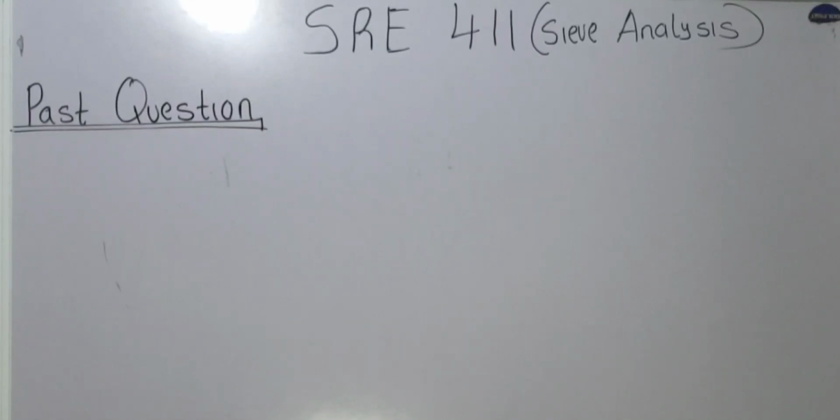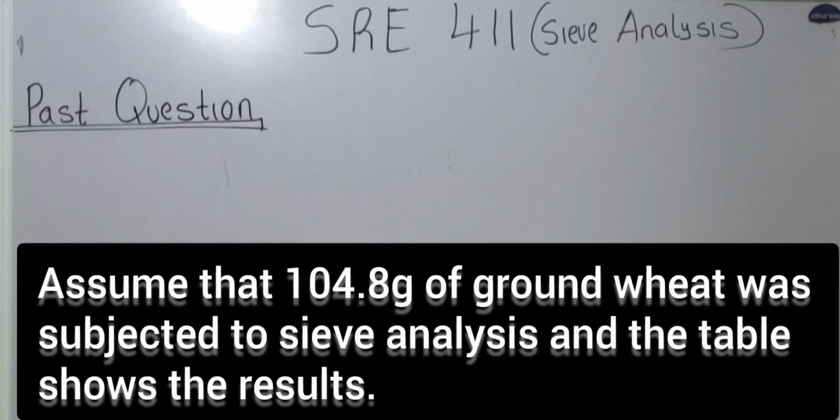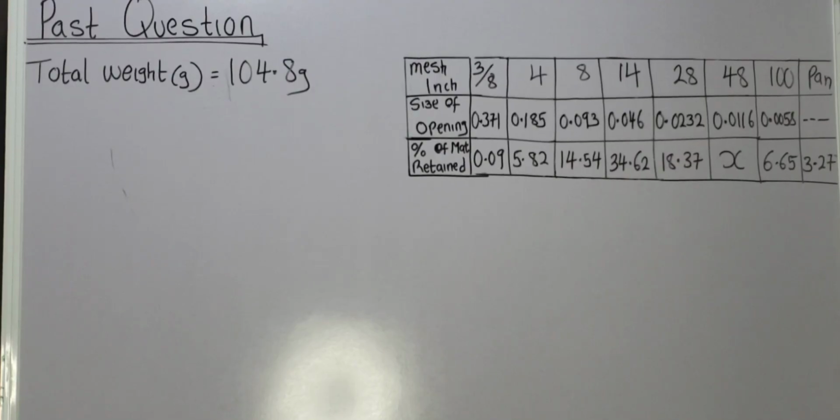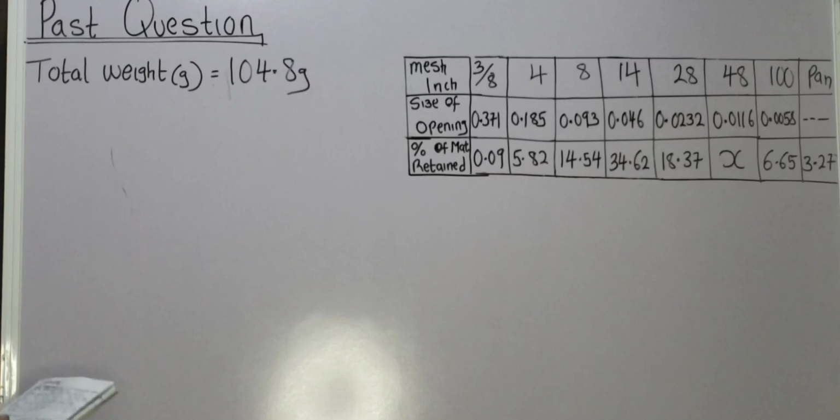Okay, let's solve a past question on the course SRE 411. I want you to put down this question. Assume that 104.8 gram of ground wheat was subjected to sieve analysis and the table shows the results. This is the table for the result of the ground wheat that was subjected to sieve analysis.